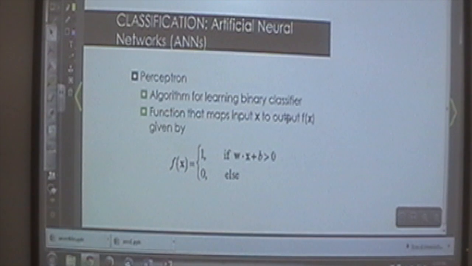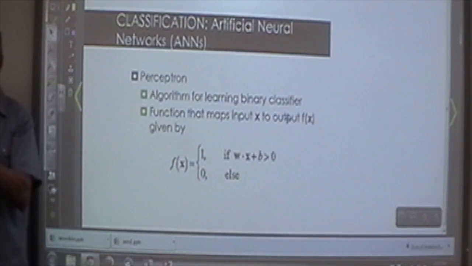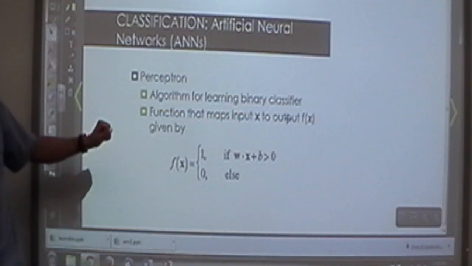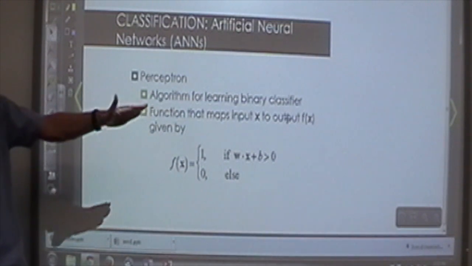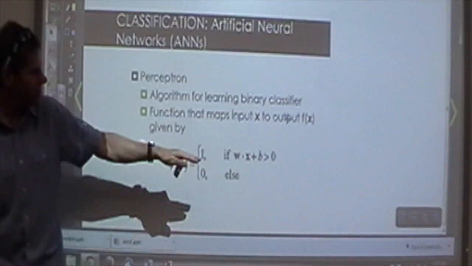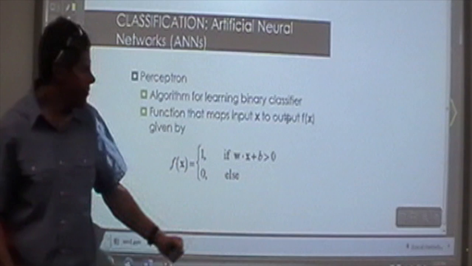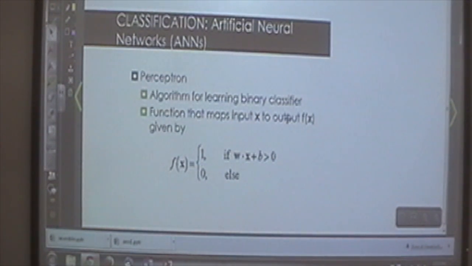So here it is. The original perceptron was an algorithm for learning binary classification, similar to SVMs. It maps the inputs x to the output f of x, which is 1 or 0. And you can begin to see some similarities here with support vector machines in the form of the actual function: the weights dotted with the vector, and notice the linearity there.